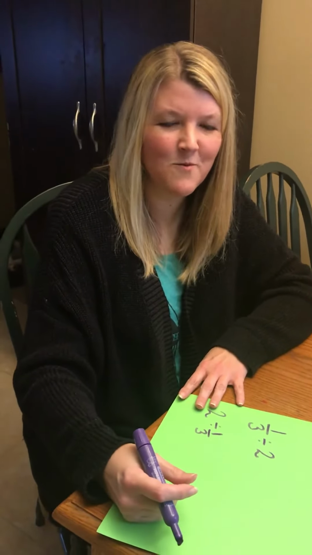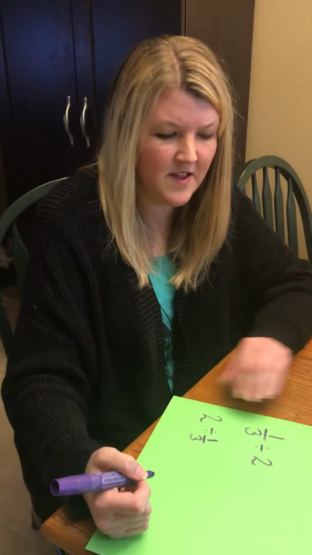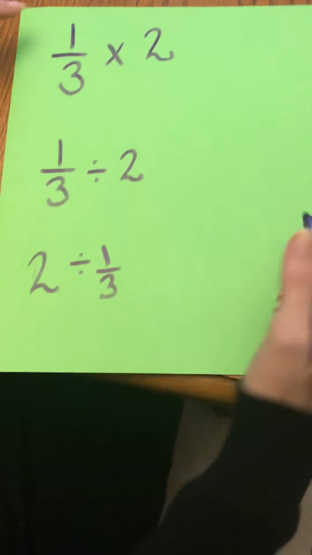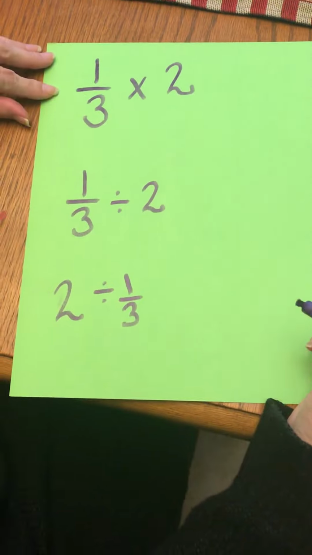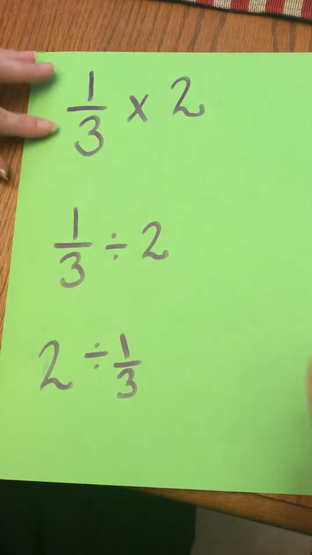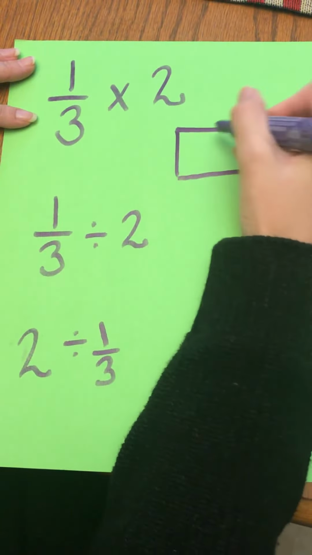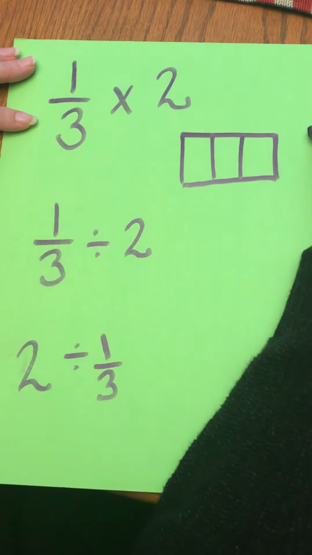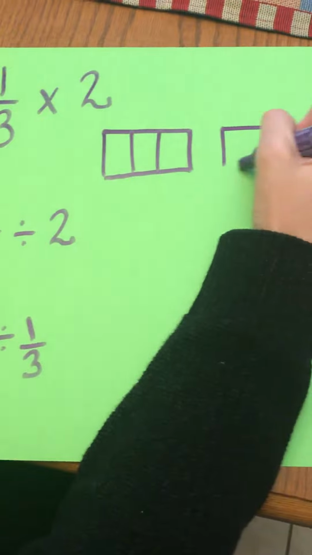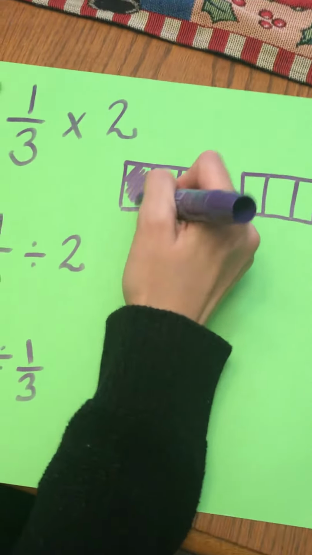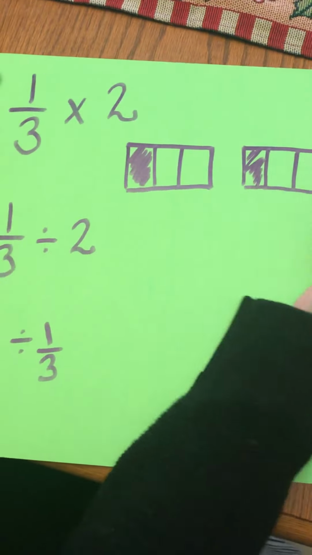All right, now that we've been working on multiplication and division with fractions, I want to do an example of each type to make sure that you don't get them confused. So with this first one, 1/3 times 2, we're thinking about having 1/3, and then because it's times 2, I'm going to have 2 1/3s. So I can use a model to kind of help with this.